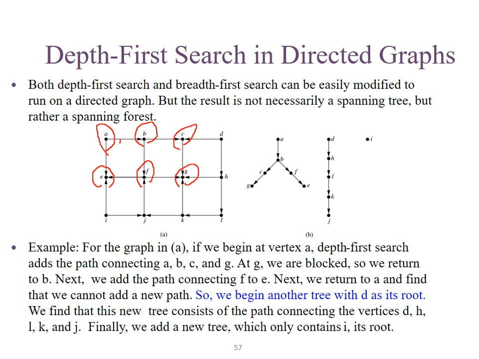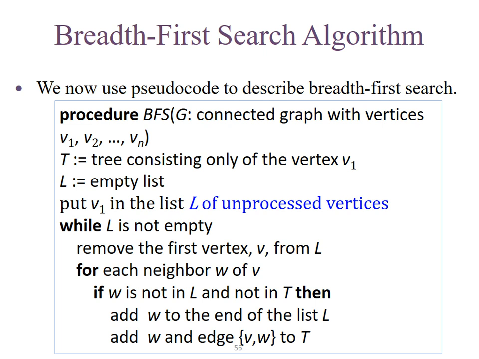All right, so you can see DFS and BFS can also be applied to a directed graph. We just have different results from a simple graph. All right, any questions about this algorithm and the way to build the spanning tree?